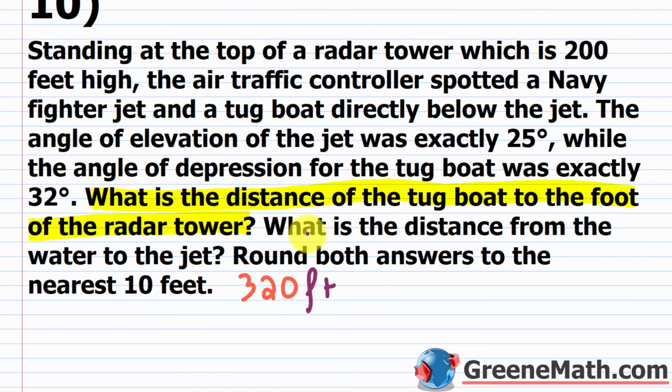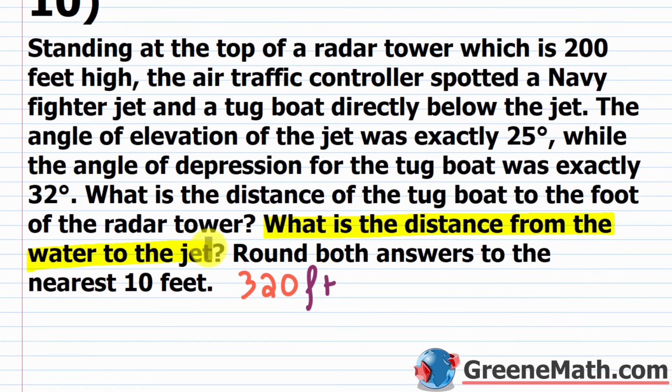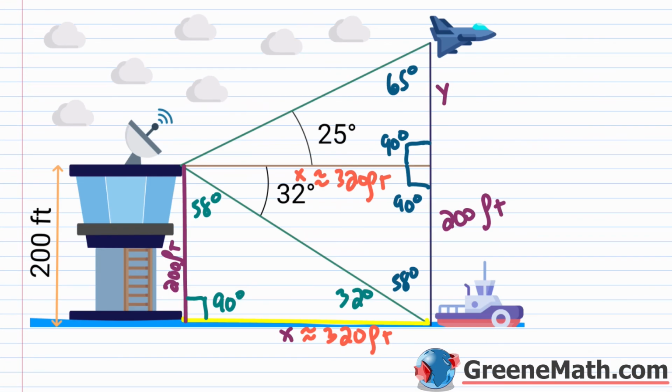Now the next part is, what is the distance from the water to the jet? So let me unhighlight this and let me highlight this now. What is the distance from the water to the jet? So coming back, what we're trying to figure out here is from right here all the way up to right here. In other words, you need to figure out what y is, and then you need to add 200 feet to that, and then we're going to round.